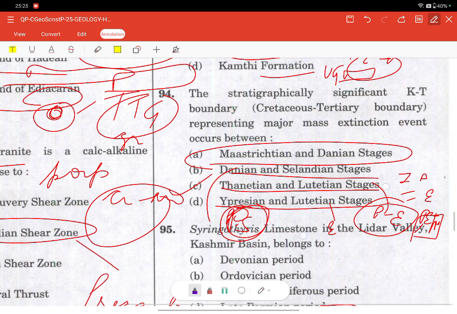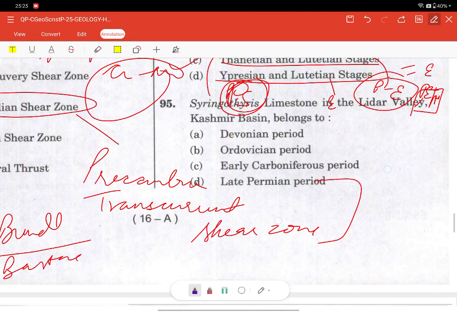Now we are going to come to the 95th question. Syringothyris limestone in the Ladakh Valley, Kashmir Basin belongs to what? Whether it is of the Devonian period, Ordovician, early Carboniferous period, or late Permian period. So yeah, early Carboniferous, the option is early Carboniferous period.